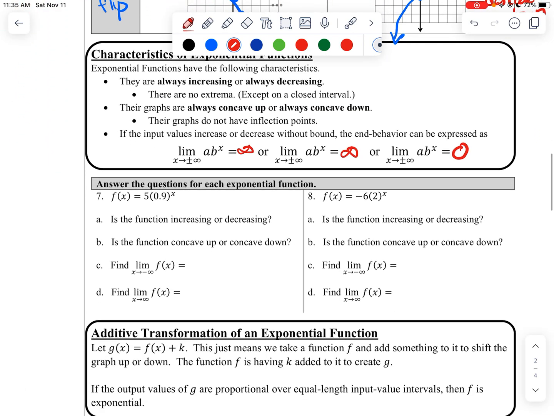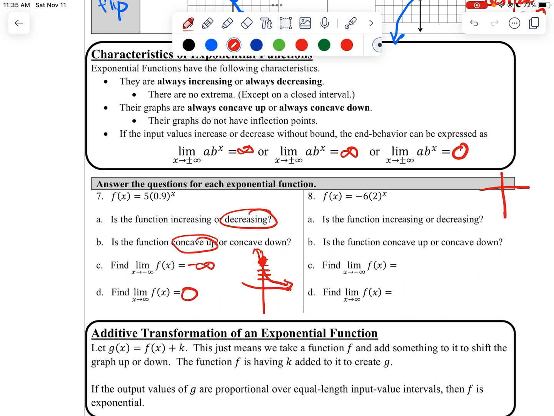So let's take a look at a couple of these and see if we could graph this. For example, with this one, what's our initial value? 5. And I'm multiplying by 0.9, so I know it's going to be going down. So it's decreasing, and it's going to be concave up. As x goes to negative infinity, as we go backwards, it shoots up, so that's negative infinity. And as x gets bigger, it's going towards 0.